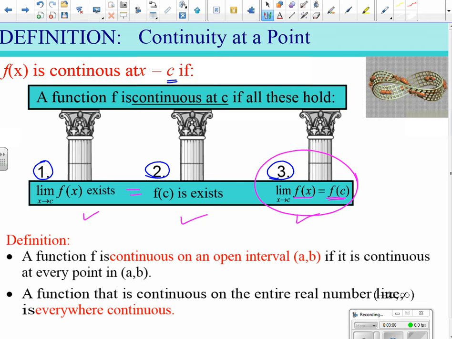A function is continuous on an open interval if it is continuous at every point inside the open interval. A function that is continuous on the entire real number line is what we call continuous everywhere. And I'm not quite sure why that's like that, but what it says is -infinity to infinity. The words got jumbled there.